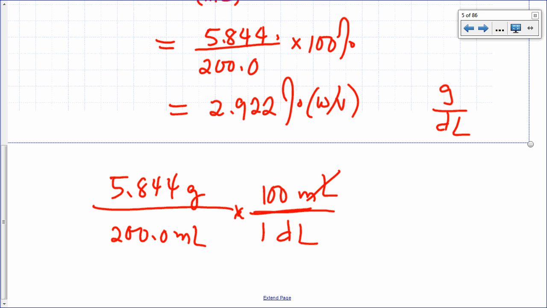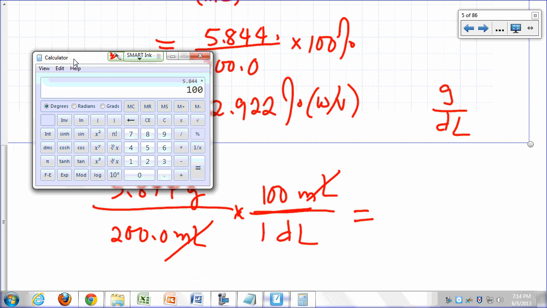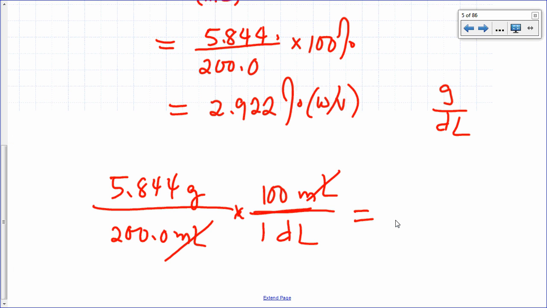So that cancels milliliters. That gives us the same answer, 5.844 times 100, okay, divided by 200, and that's 2.922 grams per deciliter. So you can see percent weight by volume is the same thing as grams per deciliter.